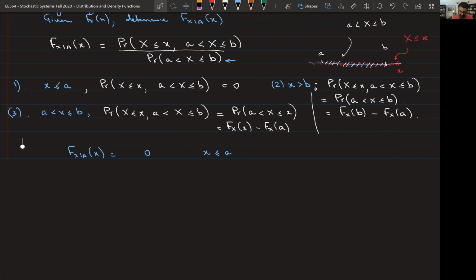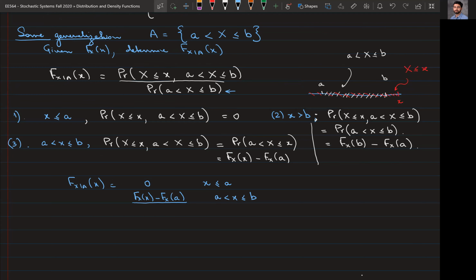Said, you want to take a go? Sir, F_X of b minus F_X of a. Excellent. Right. So this is F_X of b minus F_X of a. And then I have the third case, right? The third case is this divided by the denominator, which is exactly what this numerator is. So the third case is when x is greater than b, and this is 1 in that case. So these are the three cases. Okay, so this is a conditional CDF. Any questions here?